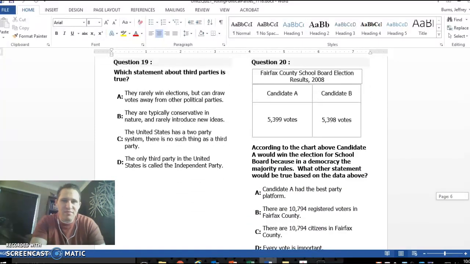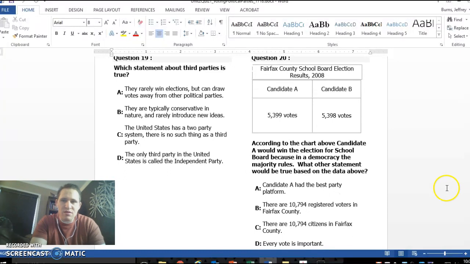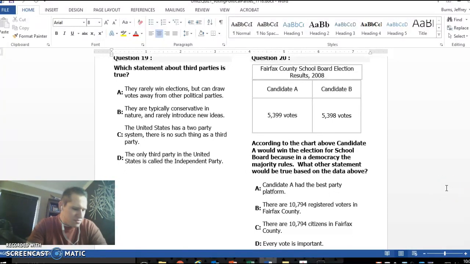And then 20. Look in here. Candidate A, candidate B, off by 1 vote. What this is going to show you is that every vote is important. It could come down to 1 vote. You never know. A lot of you picked B and C, but if you add those up, it doesn't add up to 10,794. You look at this, 9 plus 8, the last 2 numbers, adds up to 17, so it should end at a 7. A is an opinion, so A is not going to be true. You can't base truth off of opinions.